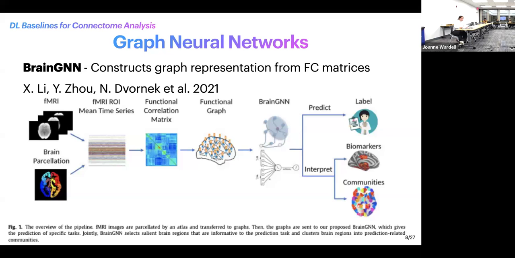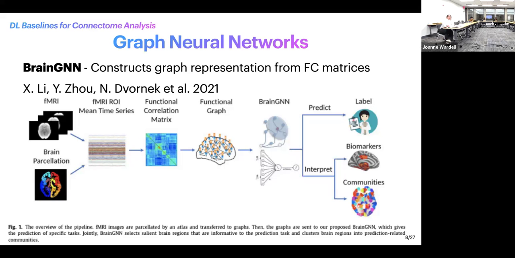So this is an architecture called Brain GNN. It came out in 2021, and it's designed for analyzing fMRI data to discover neurological biomarkers. They use this information to do a prediction task, but then they also have this interpretability at the end where they perform clustering and try to find these communities of brain regions that were salient to predicting the label. And also, they find the biomarkers as well. So it uses these ROI-aware graph convolutional layers and ROI top-K pooling layers. And again, it is just selecting these salient brain regions that are informative to the prediction task.